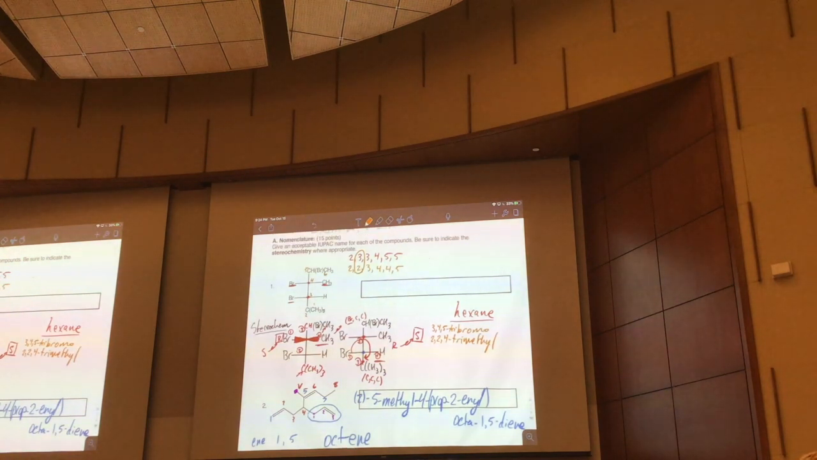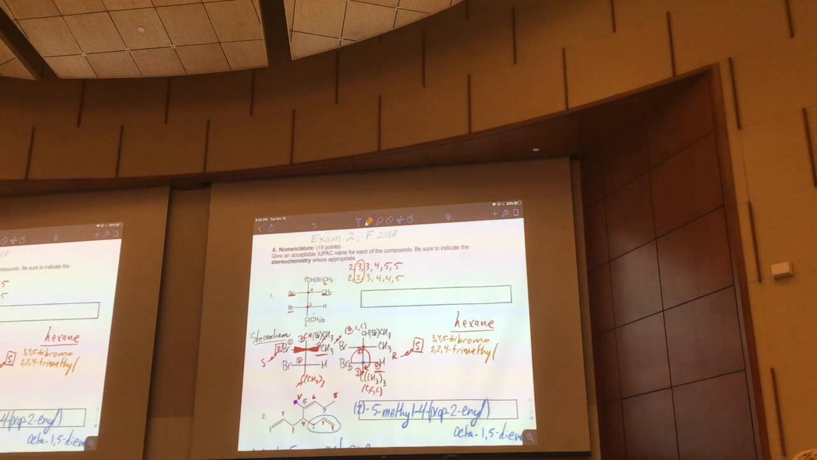Any other substituents here we need to indicate? Any ethyls? Any other halogens? Nothing. That's it. We're good. So we're ready to name this. We have our stereochemistry, which I think is the first thing you should do. We have all of our substituents. We have our parent name. We have no complex substituents on this thing. So we're ready to go.